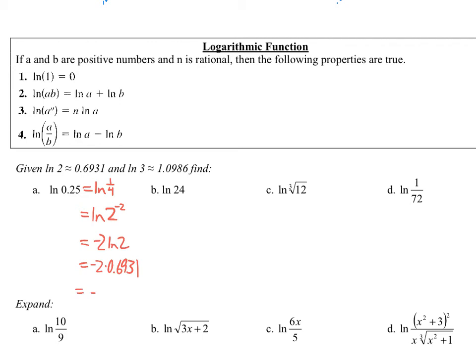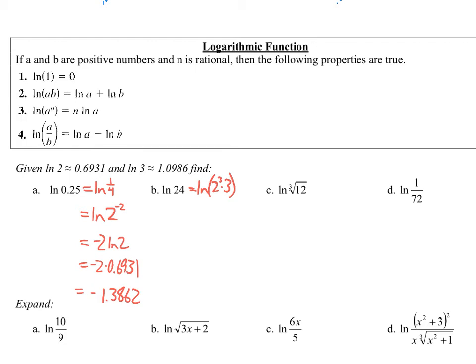So that's going to be a negative 1.3862. Okay? And I could do that with all of these. All right? I could rewrite 24. 24 is 8 times 3. And 8 is 2 to the third power.